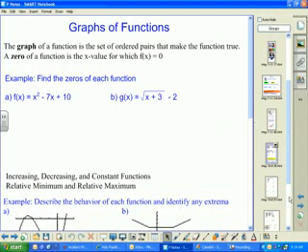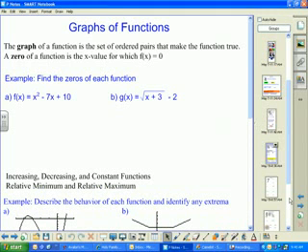In this section, we are going to explore graphs of different functions. So some first things that we want to talk about is what makes a function a function. The definition of a function in general is that each input has exactly one output. So you could have ordered pairs as long as the x's don't repeat.